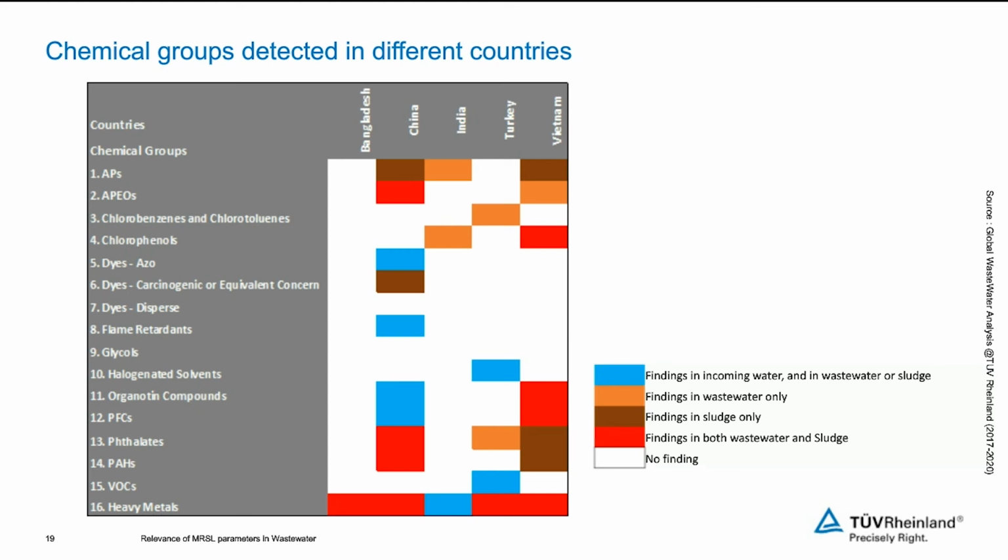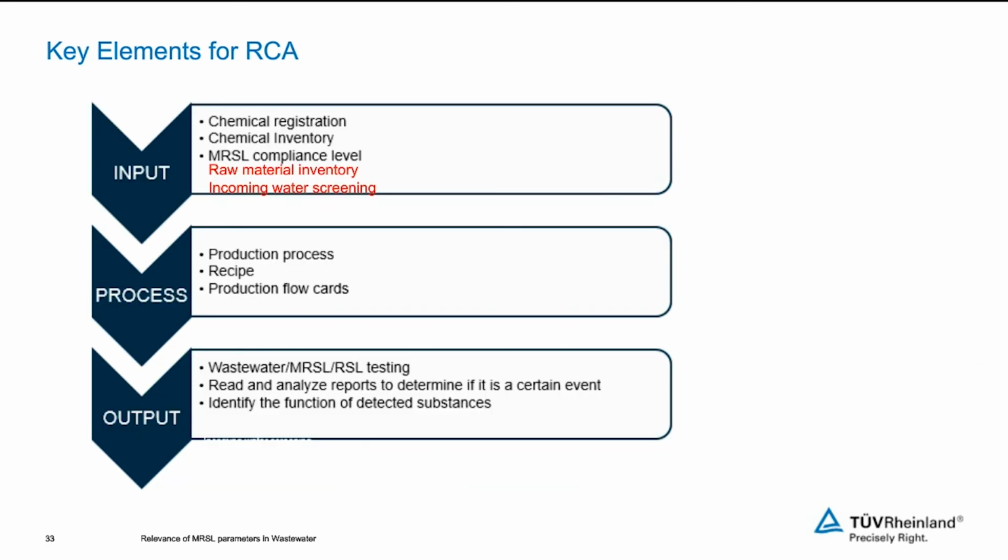Yeah, as I just said during the webinar, we should check if the presence of APO is a certain event. Firstly, we should collect reports from the past years and check if APO is always present in the wastewater, and check if there is any APO contamination in the incoming water. And then we could check the recipe, SDS, MRSL compliance declaration, chemical testing reports, and so on to narrow down the range of suspected chemicals.